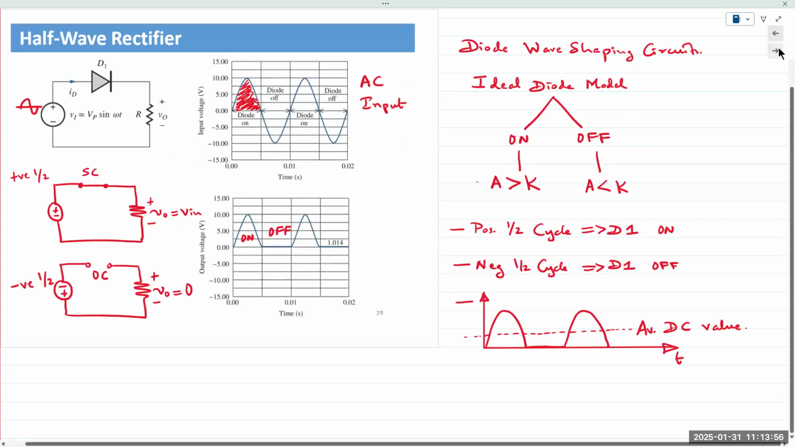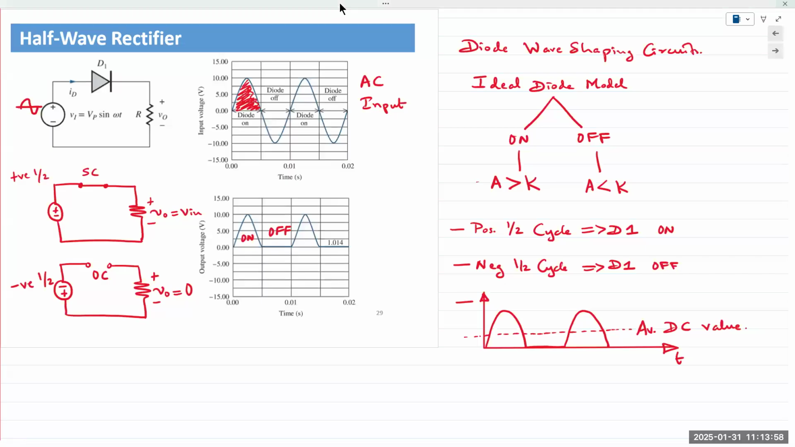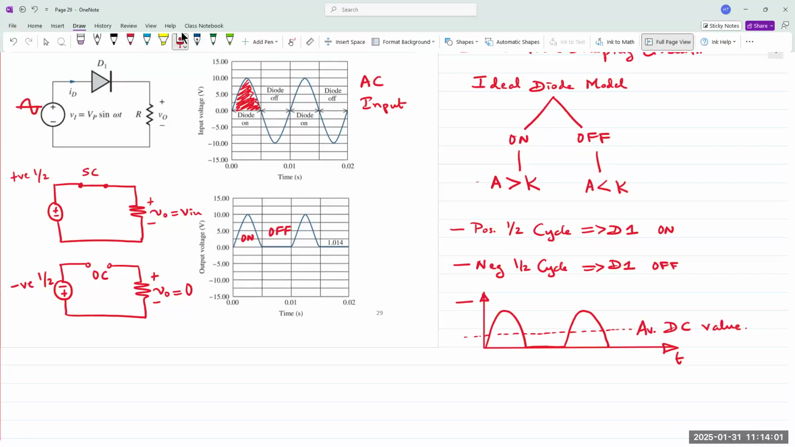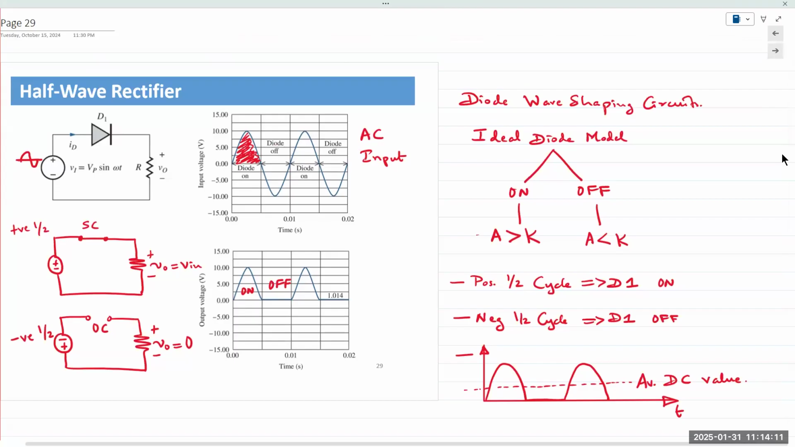So first up is the half-wave rectifier. It is so called because it rectifies only half the AC input cycle. So here's the circuit, and I'm going to use the ideal diode model to explain the operation of these circuits. Diode D1 is connected to an AC input. This is the load resistor R on the far right. It's a simple series circuit: you have an AC input passing through a single diode going towards the resistor.